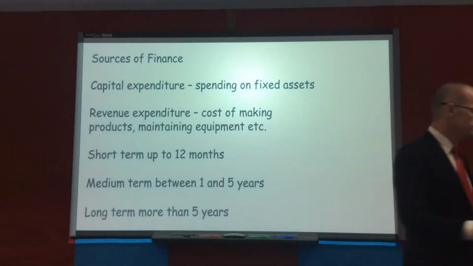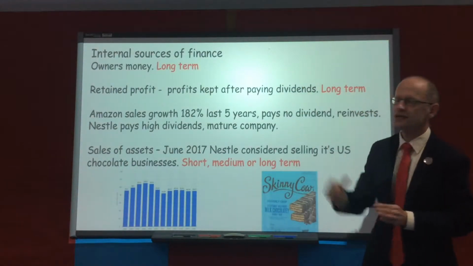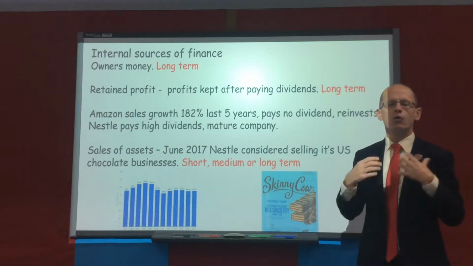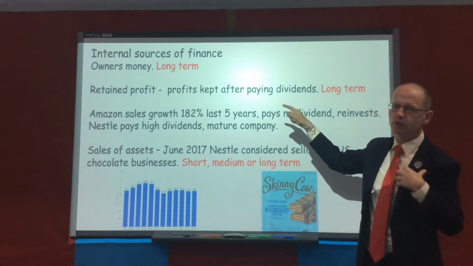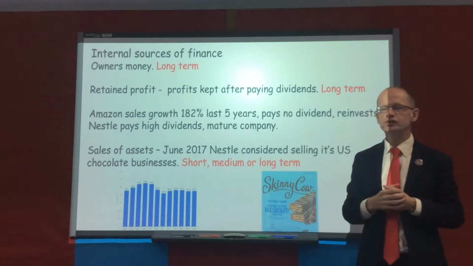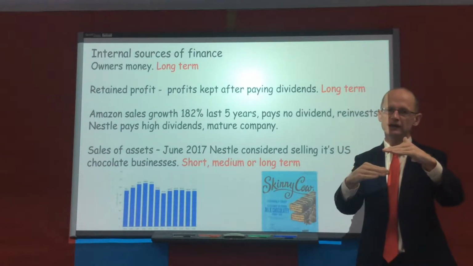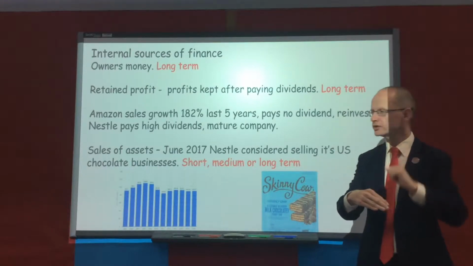Now we're going to look at the difference between internal sources and external sources of finance. Internal sources are things like the owner's money. The sole trader will rely initially on their own money, okay? And that money will probably be put in for the long term. Then we have retained profit. After the company has made profit and then paid dividends to the owners, they'll be left with retained profit.